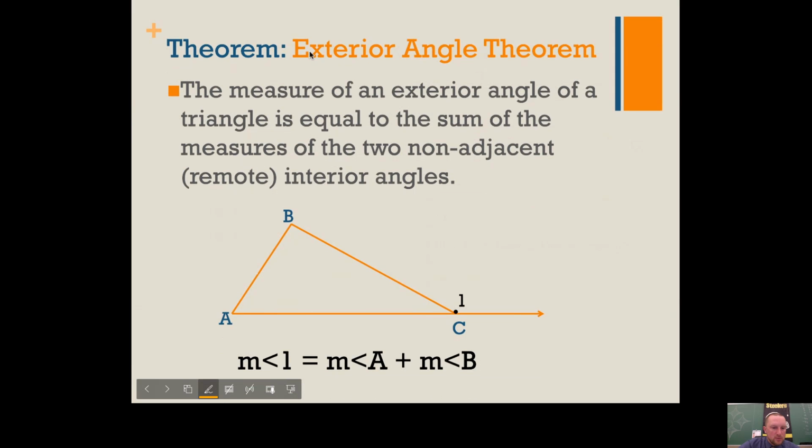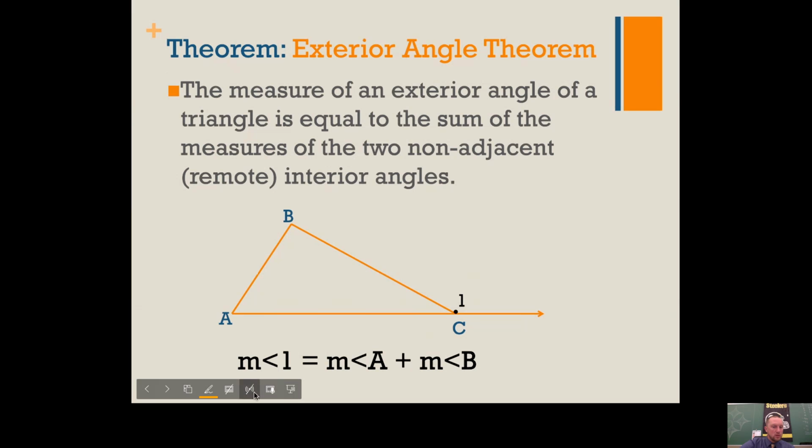There's also a theorem. This is theorem 4.2. It's the exterior angle theorem. It's a shortcut. It tells you the measure of an exterior angle of a triangle is equal to the sum of the measures of the two non-adjacent remote interior angles.